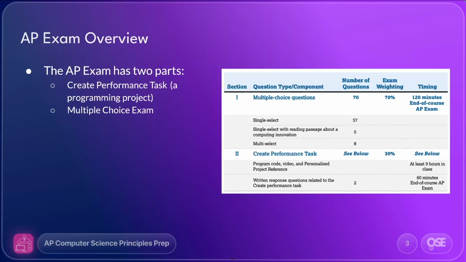So how is the exam structured? The AP exam has two parts. It's going to have a multiple choice section and a create performance task section. Hopefully you submitted your portfolio, which was due 12 days ago. If you did not, my condolences.